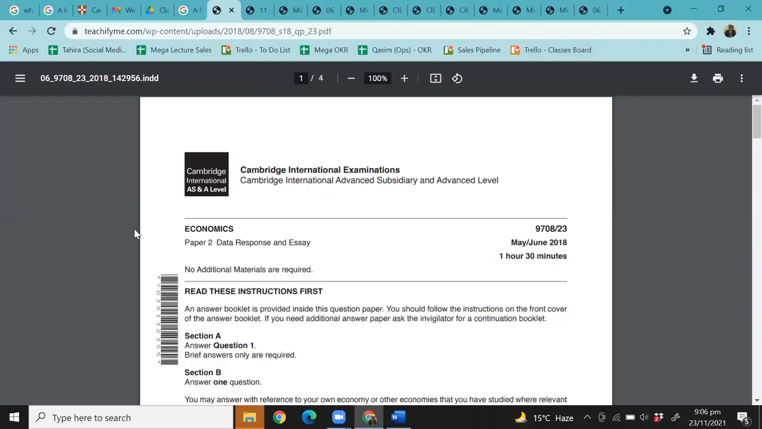Paper 1 is for 30 marks and it is 1 hour, 30 MCQs and 30 marks, right? Paper 2 is for 40 marks and 1 hour, 30 minutes, right? It's known as data response and essay, right?